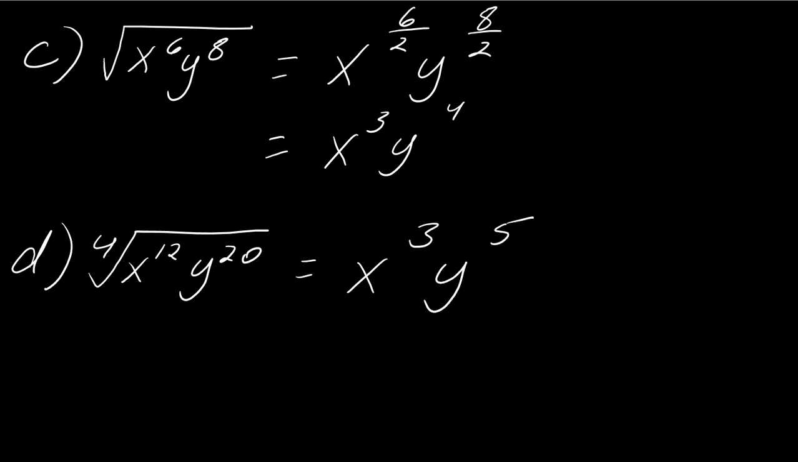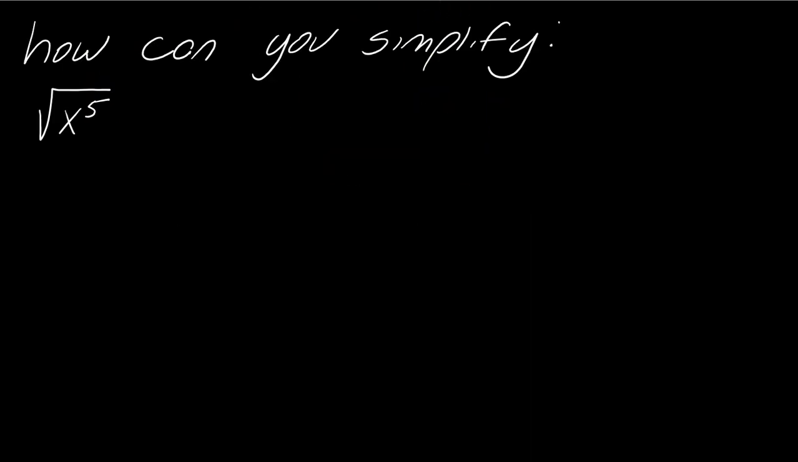Now we're going to take this idea, of taking whatever the index is and dividing the exponents, because that's what I did in this last one. That's effectively what happened in all of these other examples. Now I want to change the game a little and ask, what do I do when I have the square root of x to the 5th?